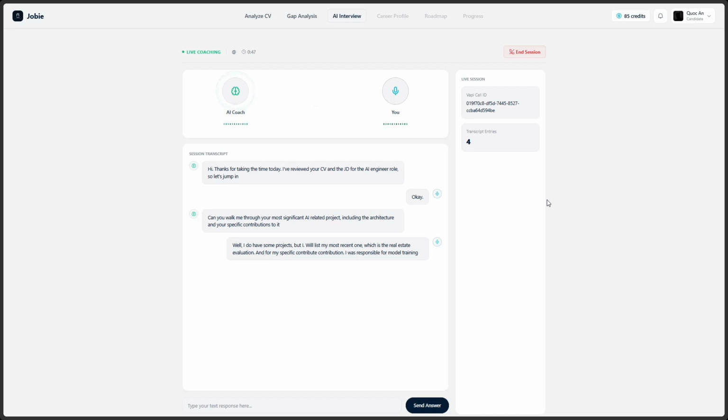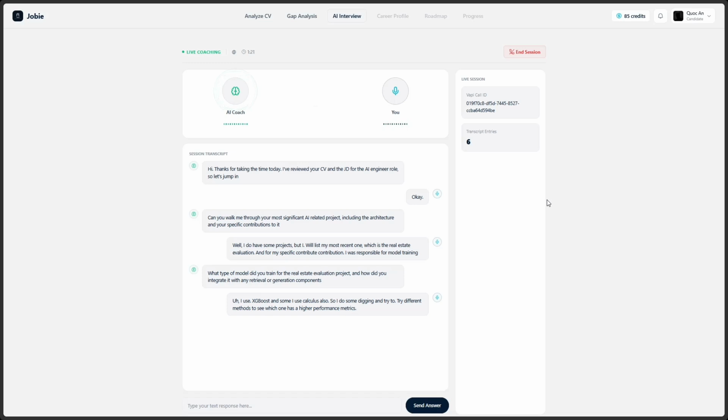What type of model did you train for the real estate evaluation project, and how did you integrate it with any retrieval or generation components? I used XGBoost and also CatBoost. So I do some digging and try different methods to see which one has higher performance metrics.